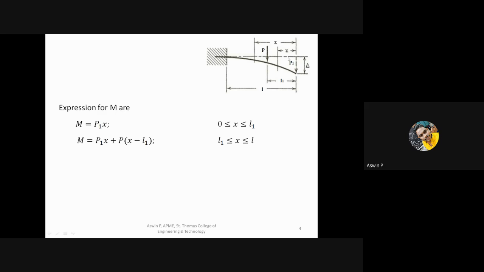For the range 0 less than x less than L1, the moment will be minus P1 into x. Be careful that when we apply this load, M will be minus P1 x. Similarly, when we take x beyond this point, M will become minus P1 x minus P into (x minus L1). And we need to find dou M by dou P1, an important relation in this equation. Doing so, we get x in both cases.